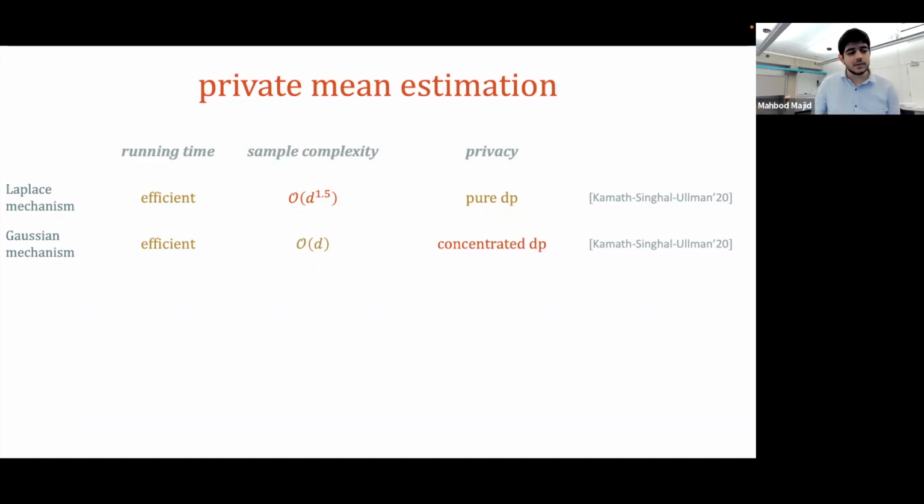Another very similar algorithm is just doing the same thing, but instead of adding Laplace noise, adding Gaussian noise. This is going to give us optimal sample complexity, but it's going to be concentrated DP, which is qualitatively weaker than pure DP.